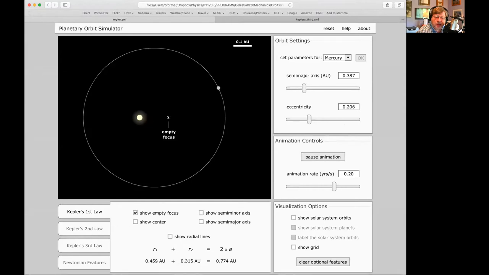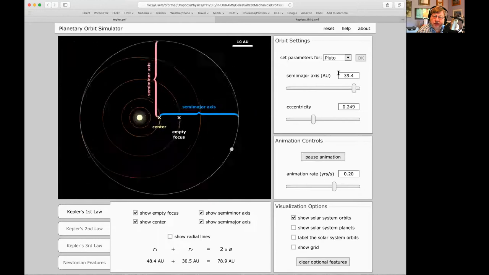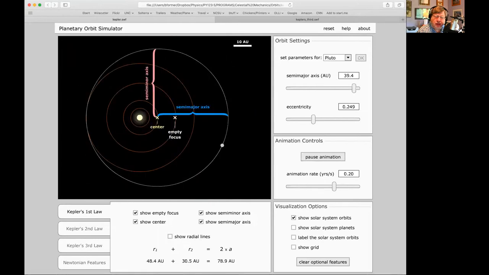And it's elliptical. The sun is at one focus, and there's the other focus. This is fairly elliptical for our solar system. Here's the center of the orbit. Okay. And so let's do this for Pluto. Pluto also has a very high eccentricity of 0.24 here.